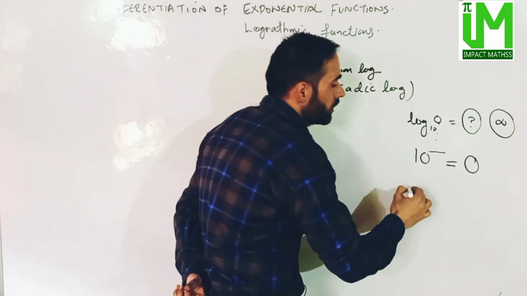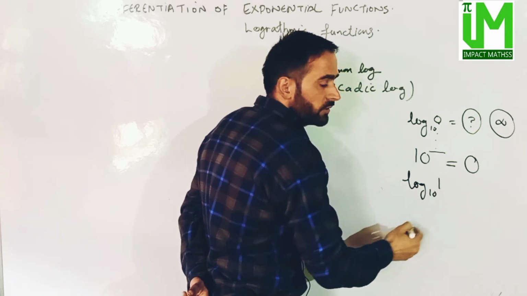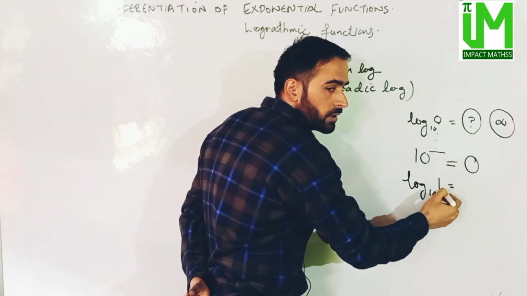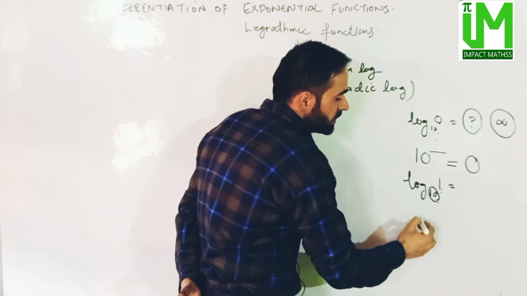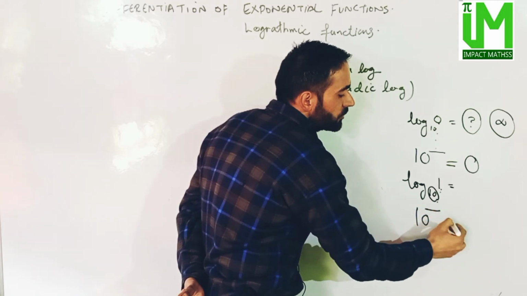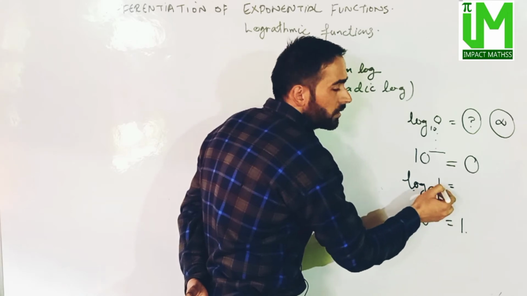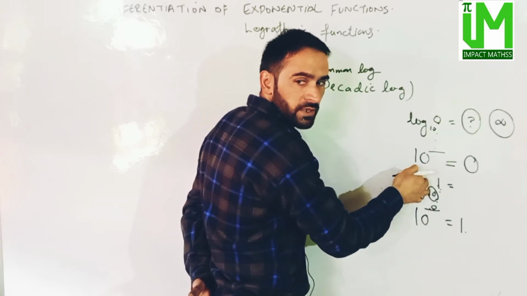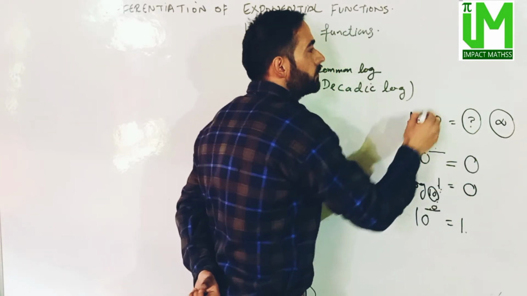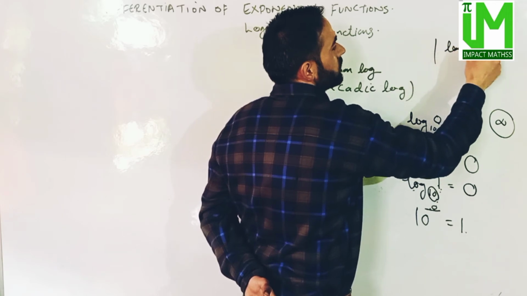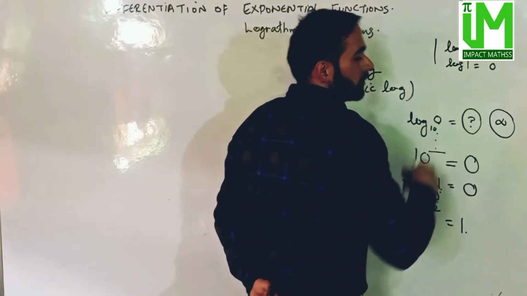Now if we have to find log of 1 to the base 10, what does this mean? 10 raised to what power to obtain 1, okay. It will be 10 raised to power 0, which means log of 1 to any other base will always be equal to 0. So log of 1 is 0. Remember that log of 0 to any base is undefined. Log of 1 is 0.